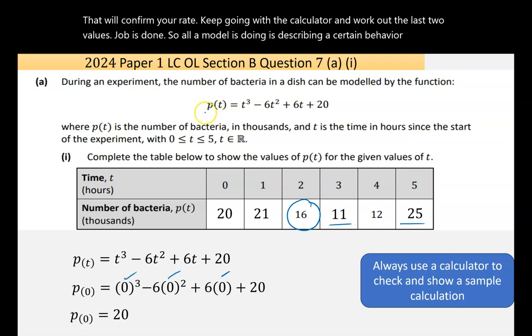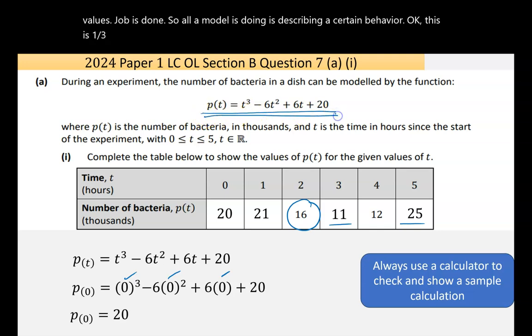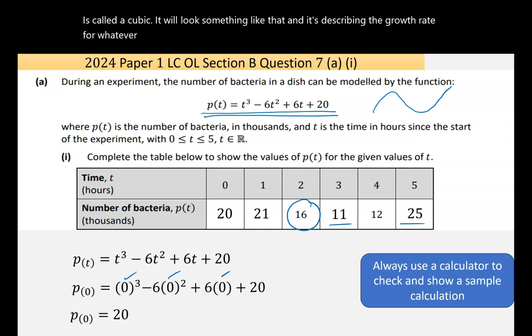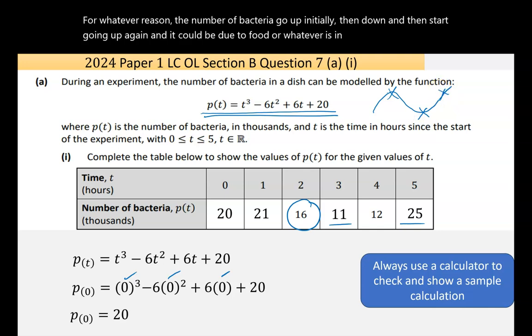So all a model is doing is describing a certain behavior. This is a third order polynomial, or sometimes it's called a cubic. It will look something like that, and it's describing the growth rate. For whatever reason, the number of bacteria go up initially, then down, and then start going up again. It could be due to food or whatever is in their environment. So that's part A, part 1.